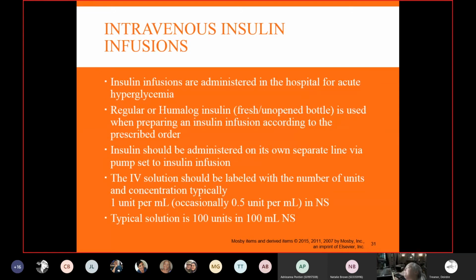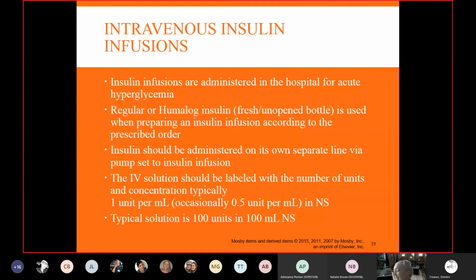Okay, so IV insulins, they can be used in the hospital. Most likely you're going to see these in ICU. You might see them on some medical surgical units after patients been stabilized. So patients who are coming in with astronomically high glucose levels will be put on an insulin drip. Their glucoses are going to have to be monitored very frequently. You are going to use regular or Humalog insulin.